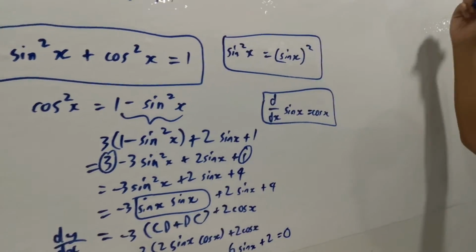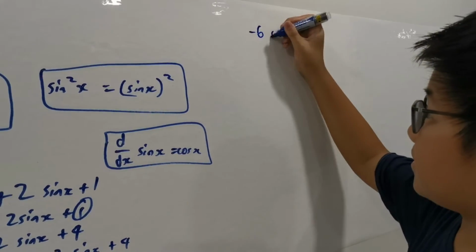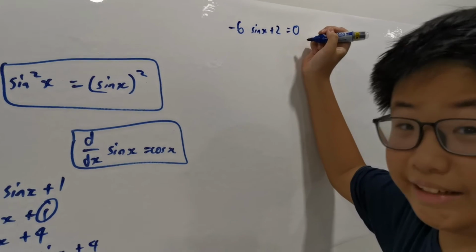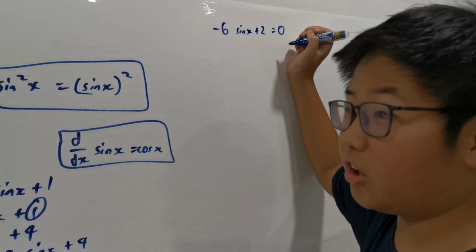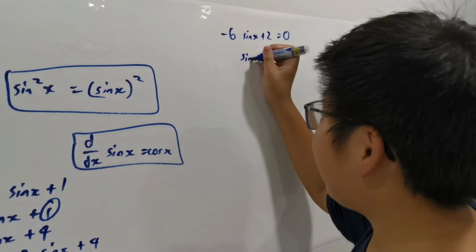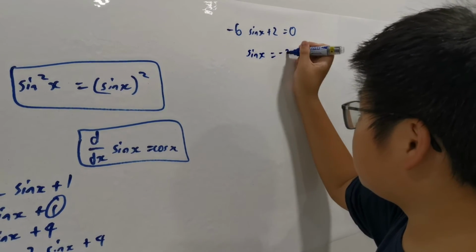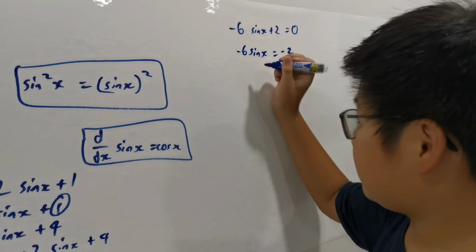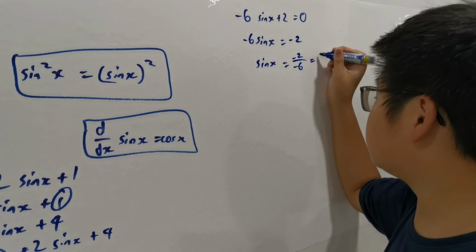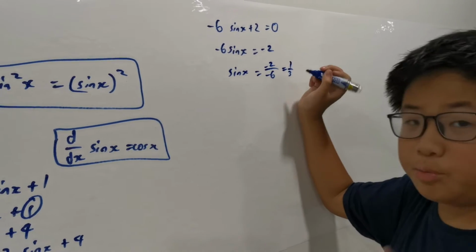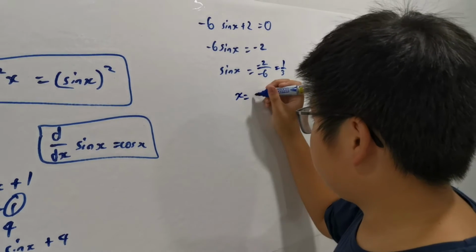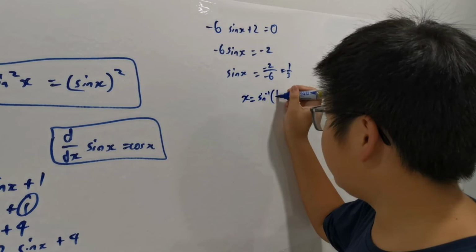Now let's move on to the other side of the board. Minus 6 sine x plus 2 equals 0. Notice why I neglected the cos x, because it's not needed and all of the options are rational values. Sine x equals minus 2 over minus 6 equals 1 over 3, because we take away minus 2 in each. x equals sine inverse 1 over 3.